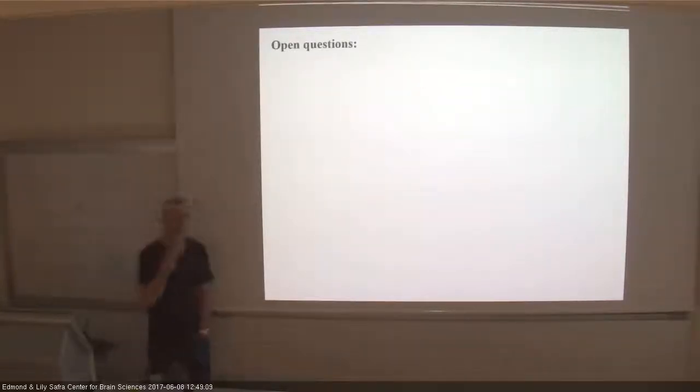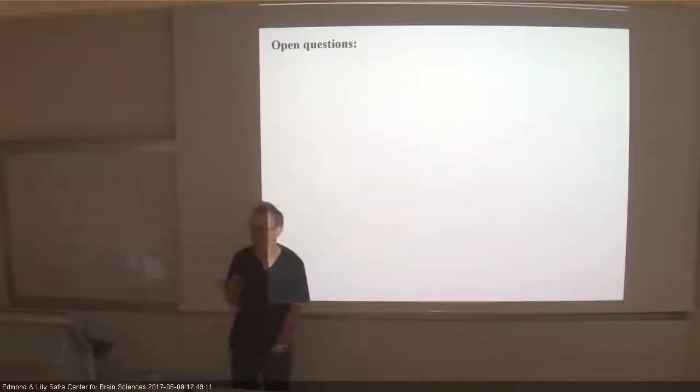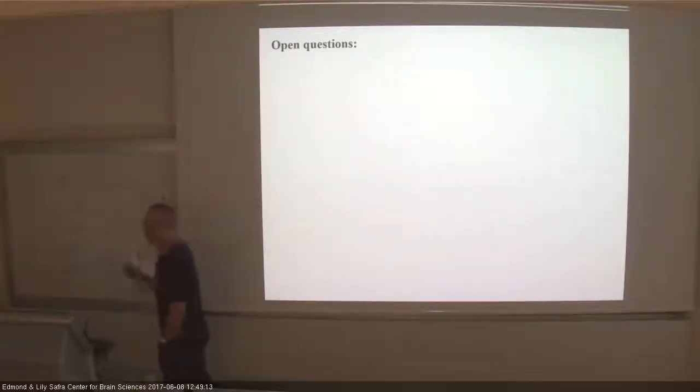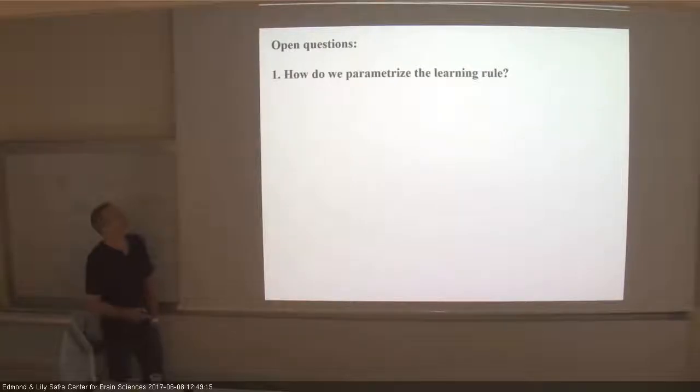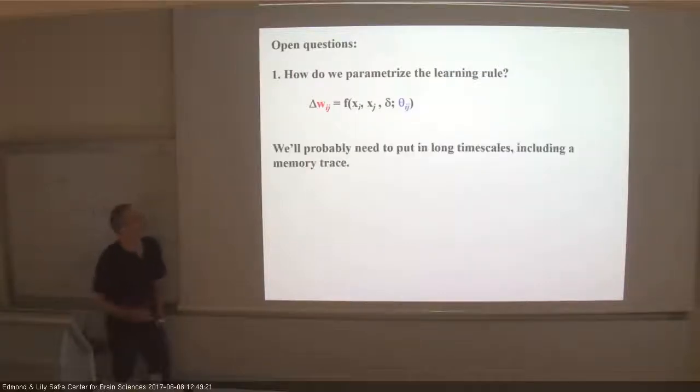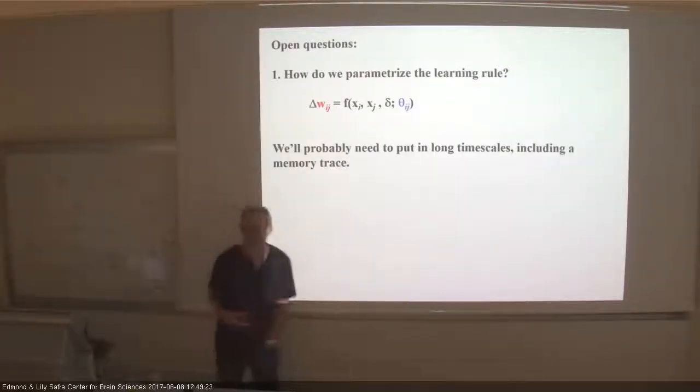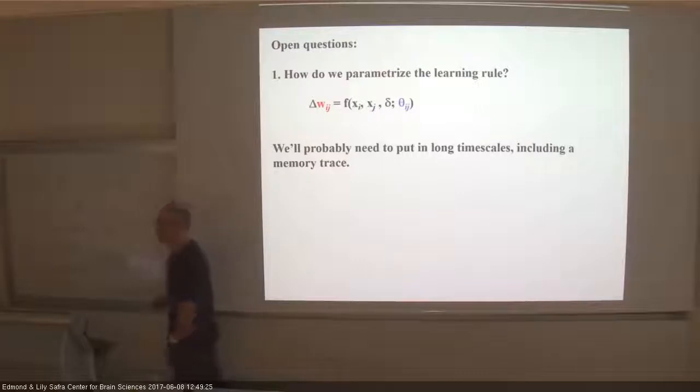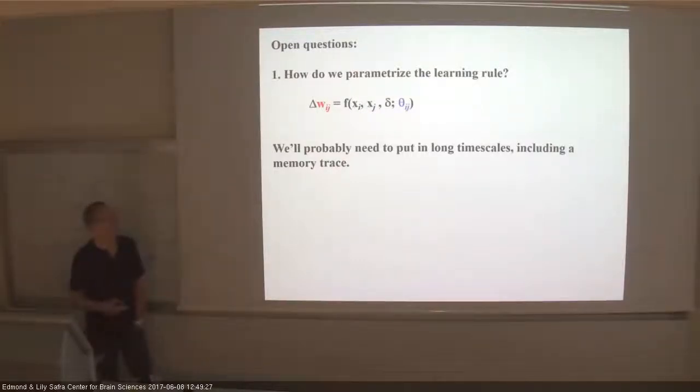Okay, I'm going to mention three. I mean, there's tons of open questions because we barely started this work. There are three really, really big ones that I see. One is, how do we parameterize the learning rules? Okay, so I wrote it like this. It's sort of the simplest possible learning rule, but I talked about this a little bit with Larry the other day. And as he pointed out, we'll probably need to put in long time scales, including some memory trace.